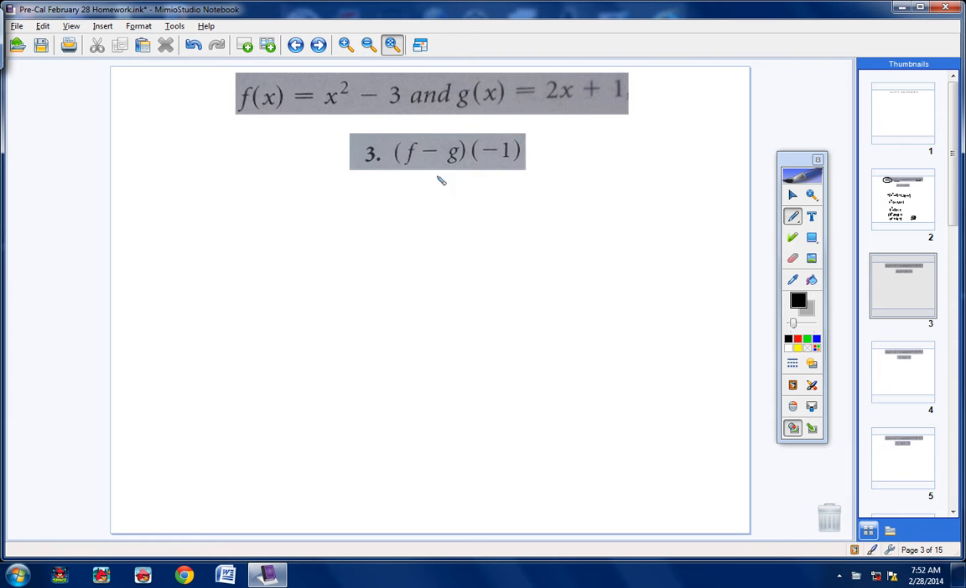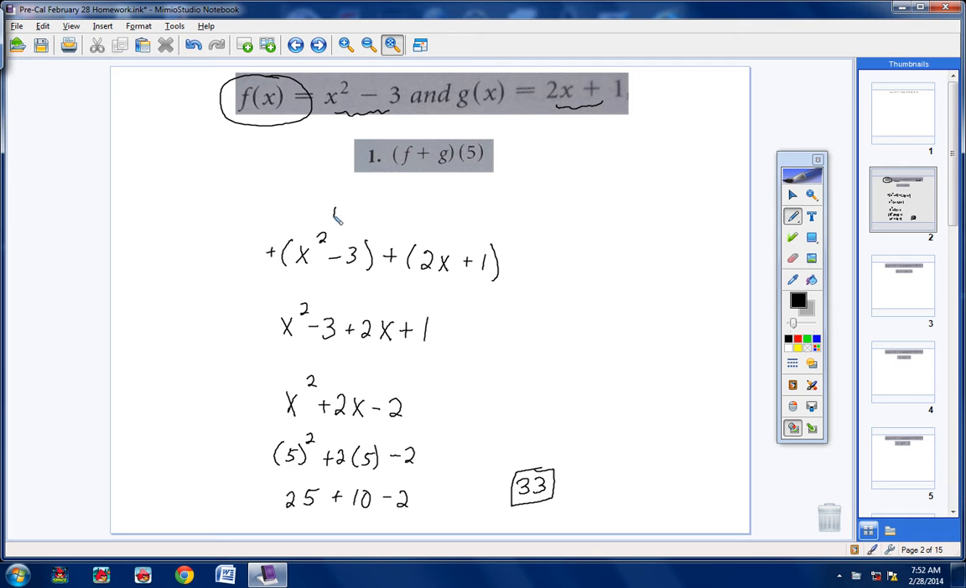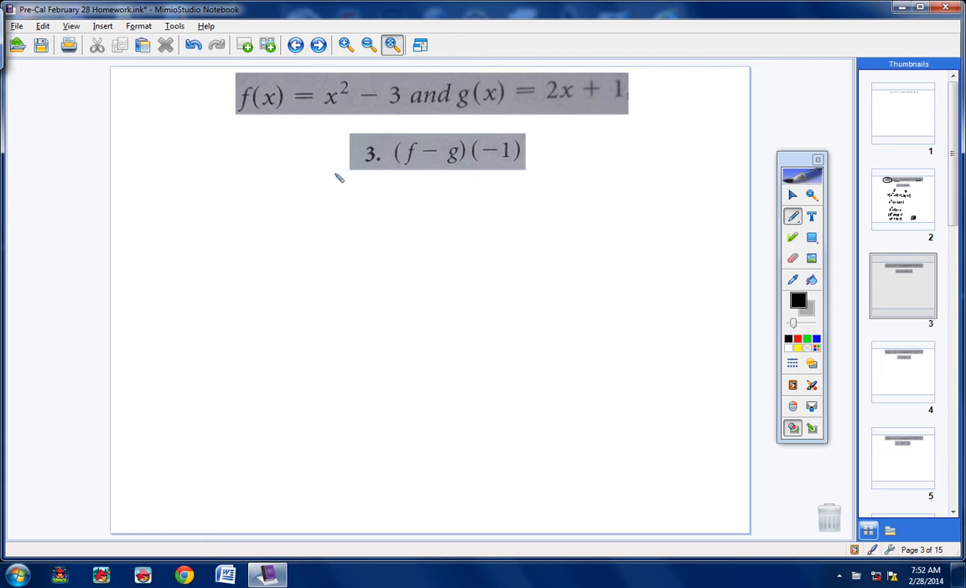Okay, on number 3 they want us to subtract f minus g. Now when you're adding like the last problem, order really didn't matter. You could have put your f function first or your g function first. When it comes to subtraction, make sure you go in the proper order. It's f minus g. So here's your f function, x squared minus 3. Then of course minus your g function, which is 2x plus 1.